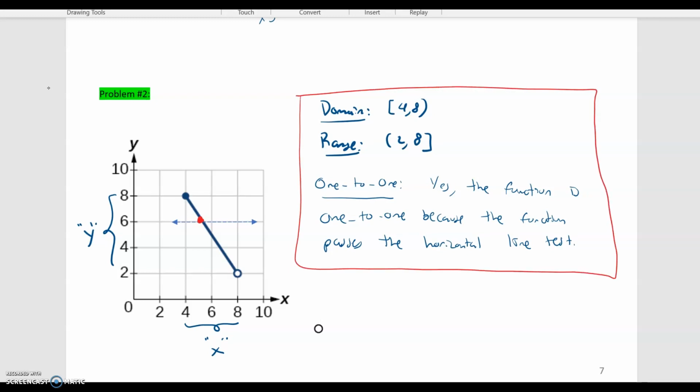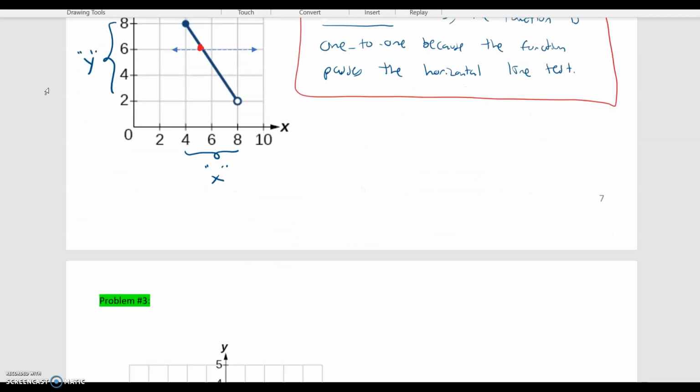It looks a little bit tricky once more for the domain. You're going to be including 4, not 8. And then on the range, on your y's, not 2, and you are including 8, but 8 here represents your actual y value. Let's take a look at one more.